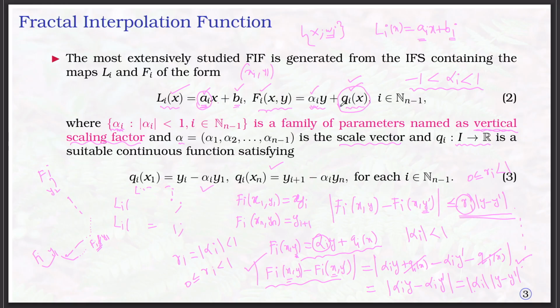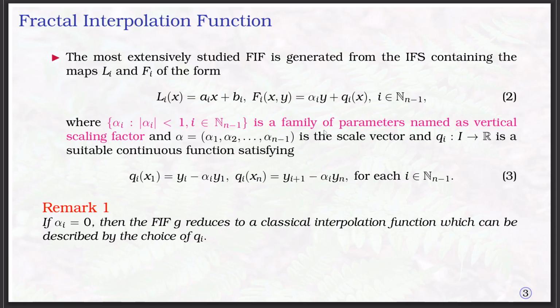First, we check why this q_i must satisfy these two conditions and what the role of this q_i is. Let me use F_i(x, y) = alpha_i y + q_i(x). Here we can check the role of q_i. So q_i must satisfy this one, because F_i of (x_1, y_1) must give us y_i. So in this form, if you take F_i of x_1 and y_1, it is equal to alpha_i y_1 plus q_i(x_1).